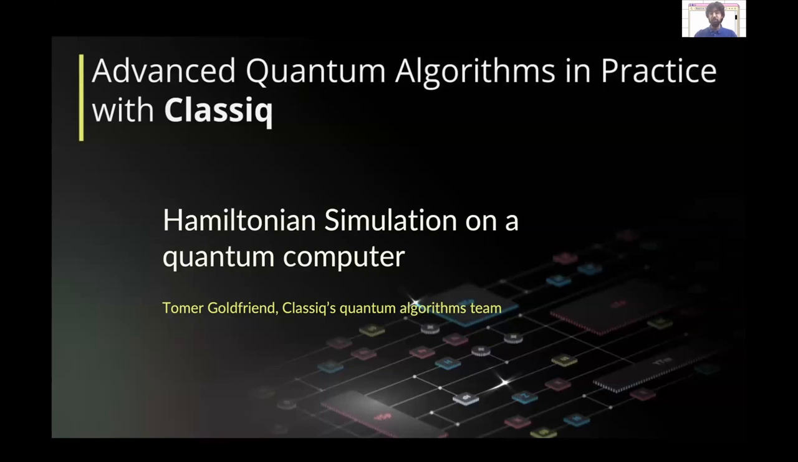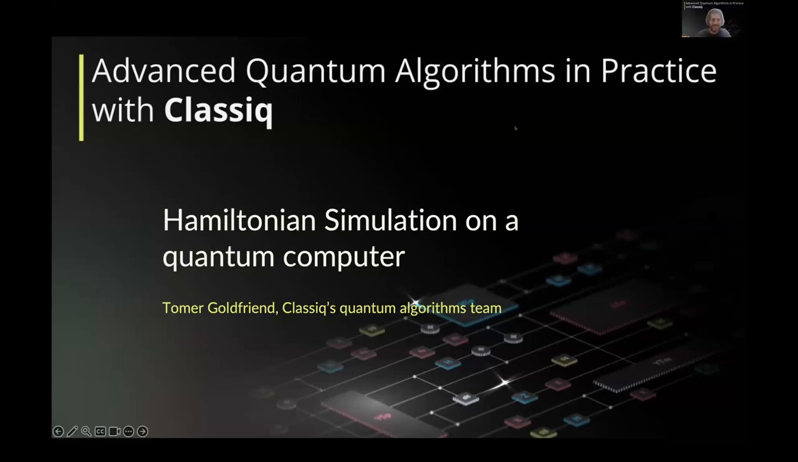Today we have with us Tomer Goldfriend from Classiq. Tomer is a theoretical physicist by training and holds a PhD in physics from Tel Aviv University. He used to work as a postdoctoral researcher at École Normale Supérieure and the Weizmann Institute of Science before joining Classiq as a quantum algorithm researcher. And today he is with us to discuss Hamiltonian simulations on a quantum computer. Very exciting, and over to you, Tomer.